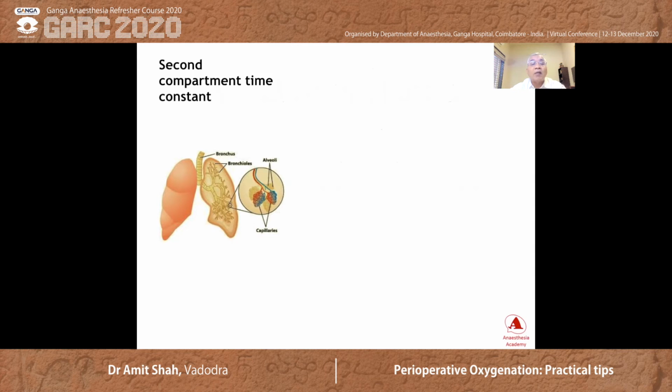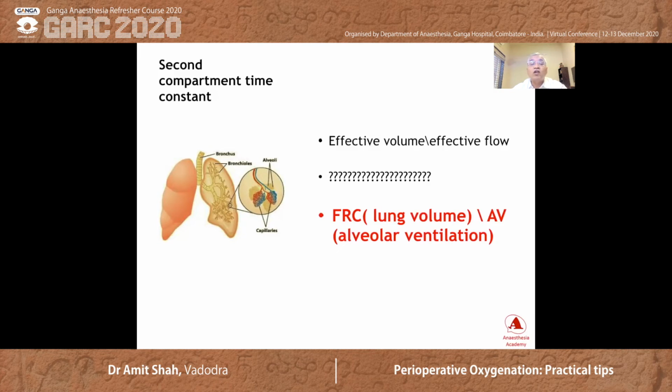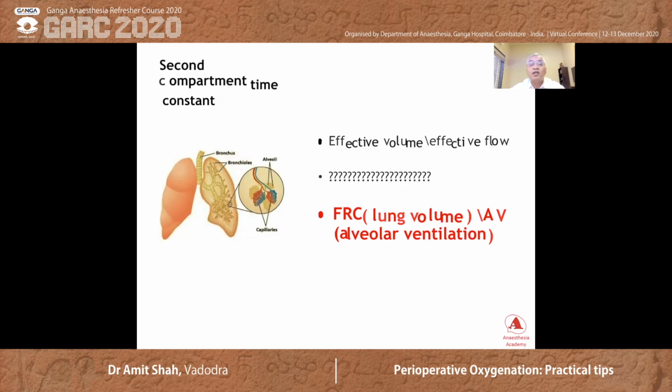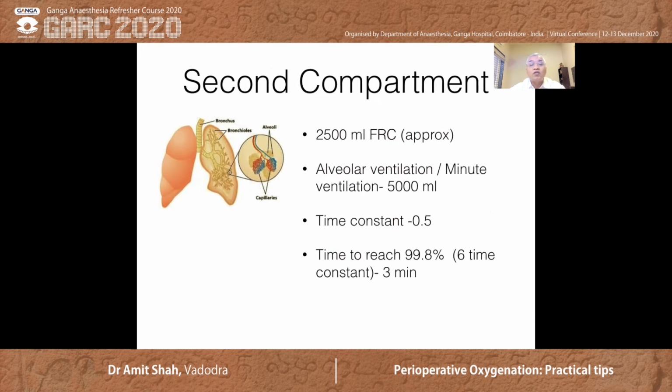So the time constant principle here, what are the denominators? What is effective volume? What is effective flow for the lung? Effective volume for the lung is functional residual capacity of the lung, and effective flow would be alveolar ventilation, or the patient's breathing. Suppose we take an example of 2.5 liter of FRC, and alveolar ventilation is 5 liter, that means time constant is 0.5, that is 0.5 minute.